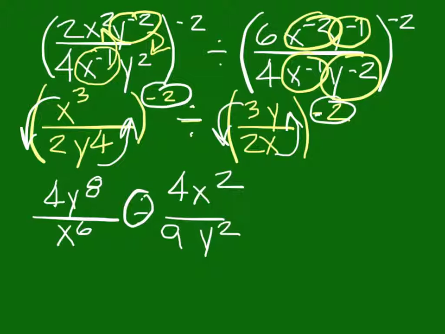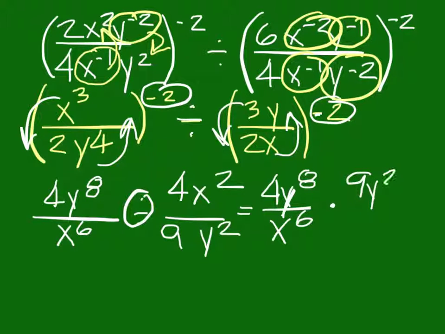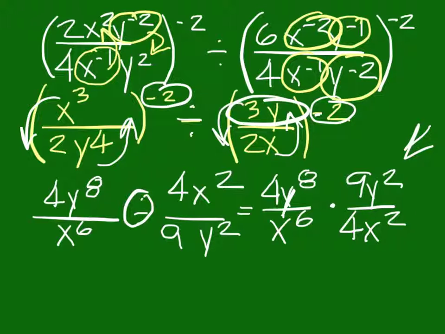But I'm going to do it the way we've always done it, by keeping this 4y to the 8th over x to the 6th, and then multiply that by 9y squared over 4x squared. You can see how if this stayed where it was at and you squared it, you end up with this, and it saves you one step. So cancel where you can. We have 4 and 4, and then on the top you're going to have a 9y to the 10th. On the bottom, just x to the 8th.